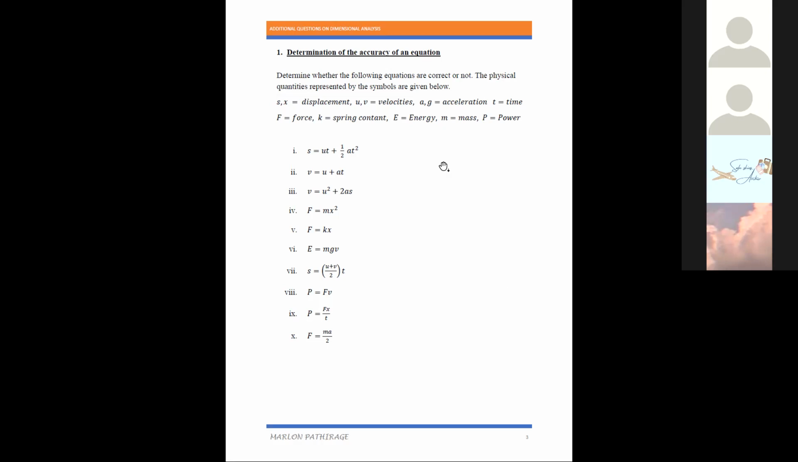Yes, up to question number 10. On this page, I have done question number 1. All the other questions, that means question number 2 to question number 10, you have to do.